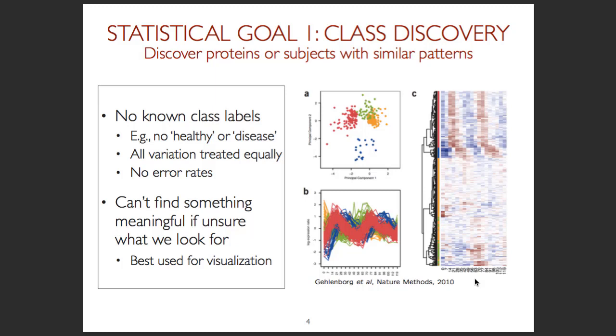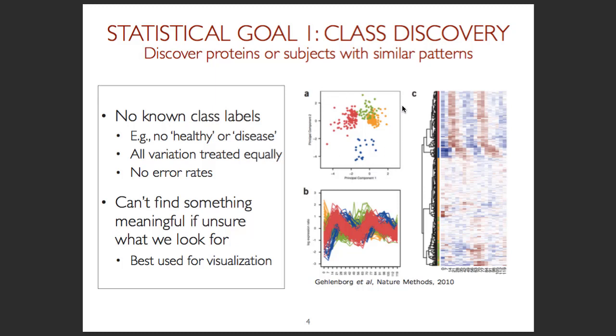The important thing is that these methods have no information about what we're looking for. We just define what we mean by samples being similar or proteins being similar, and look for groups of similar things. These things can be similar for good reasons, because it's real biology or real disease, but they can also be similar for bad reasons, such as batch effects, biases or some type of artifacts. And these methods will not be able to take this apart. They will not be able to distinguish that.